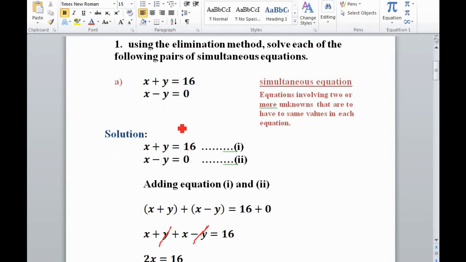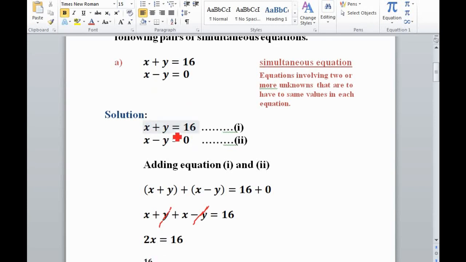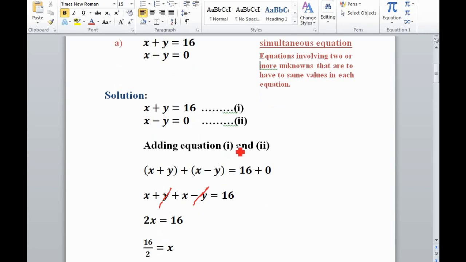Let us use the elimination method to solve the following pair of equations. We shall label the equations as equation 1 and equation 2. So x plus y equals 16 is our first equation, while x minus y equals 0 is our second equation. Now, the elimination method is usually used when the absolute values of the coefficients of one variable in both the equations are the same. For example, in these two equations, the absolute values of the coefficients of y in equation 1 and equation 2 are the same.